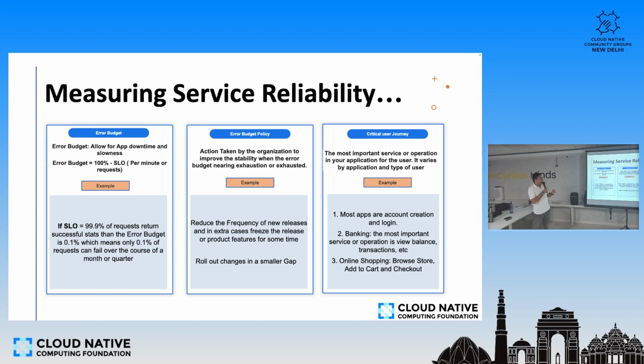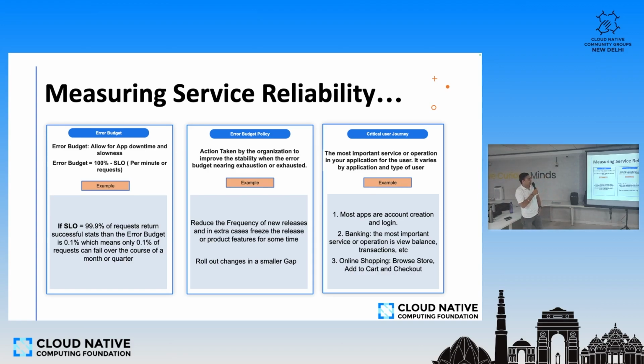In that case, stakeholders from various teams like business executives, DevOps, and development teams all agree and decide that we have to reserve some error budget policy, and we should reduce the frequency of new releases, so that in extreme cases we freeze the release or the product feature. So basically, you need to be aware that you have to carefully release new features to the application. That's where you can preserve the budget policy.